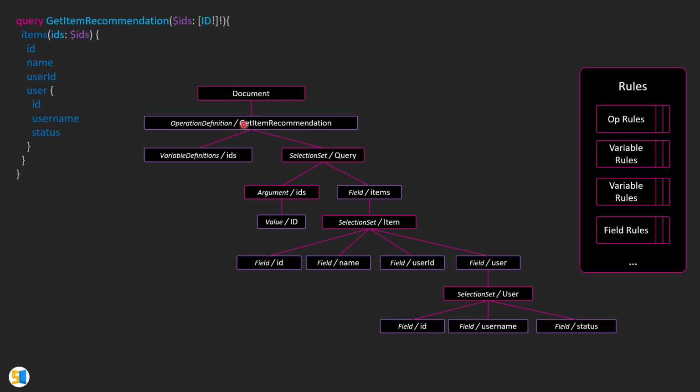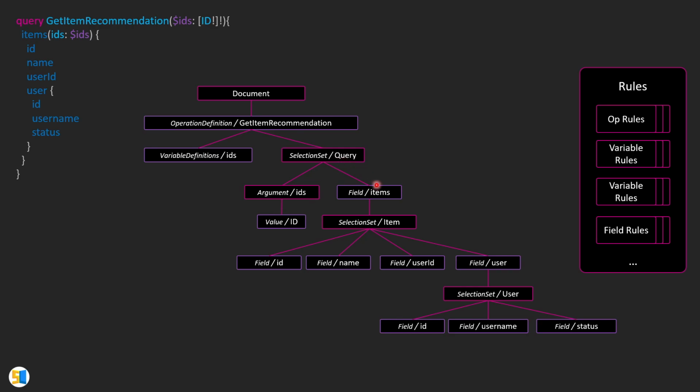Okay, so as you can see here, we have document as the root, and then we have operation definitions, get item recommendations, and it has two leaf nodes, right? It has IDs as variable definitions. It has selection sets with value query. It has arguments, IDs, right? This one, IDs. And ID has an ID as the value of the argument.